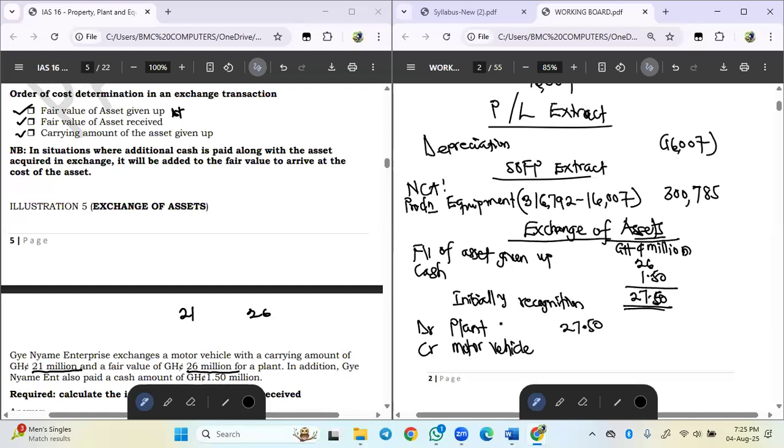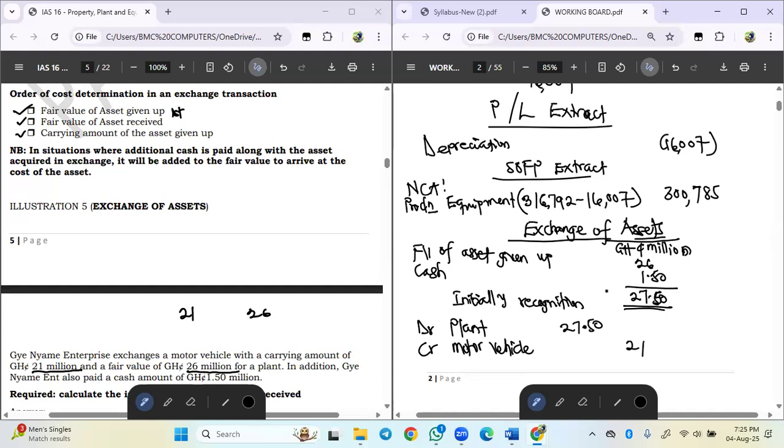And one will ask, what amount are you going to use here? Over here, you're not going to use the fair value. No, you are going to use the amount in your books, because the current amount in your books said the asset was 21 million. So you credit 21 million. Now you paid cash. Cash is going out. You paid extra cash of 1.5.